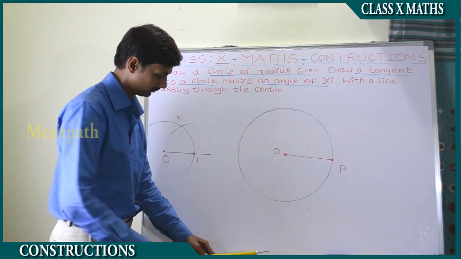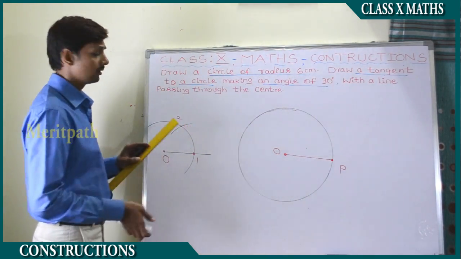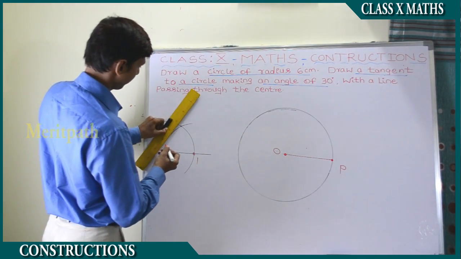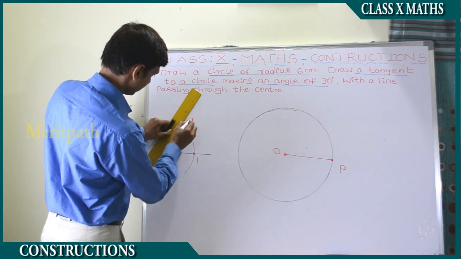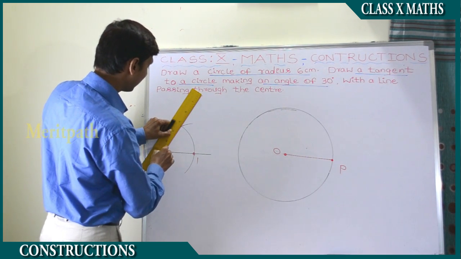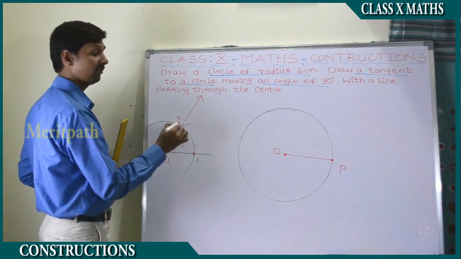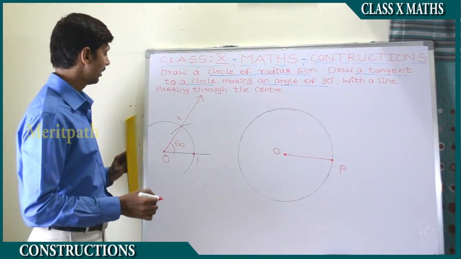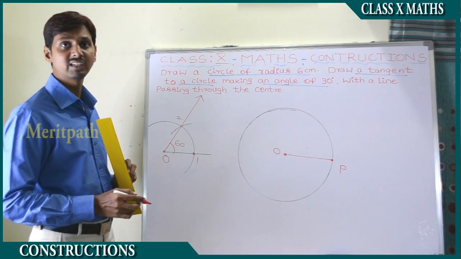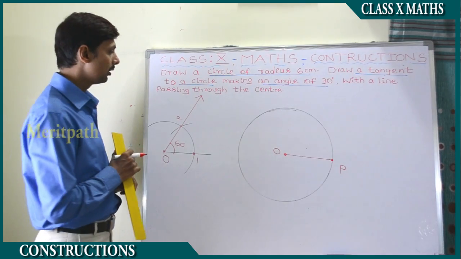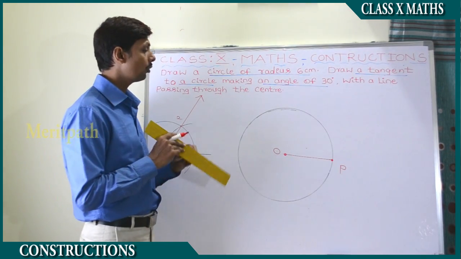Now let's join point 2 and O, and we'll get an angle. This angle is nothing but 60 degrees. We can verify using the protractor. This is 60 degrees. So we use the same rule to construct 60 degrees for OP.